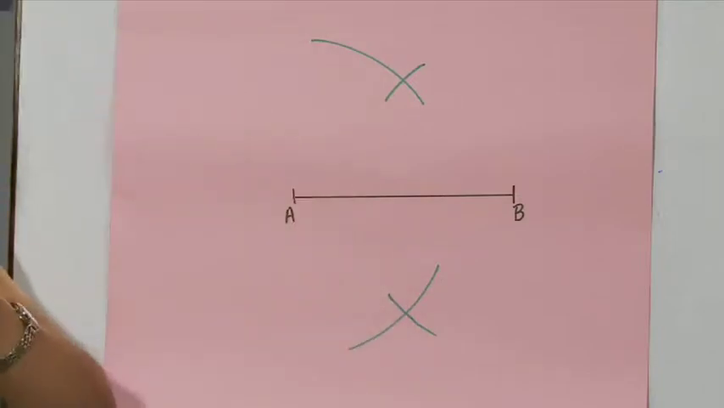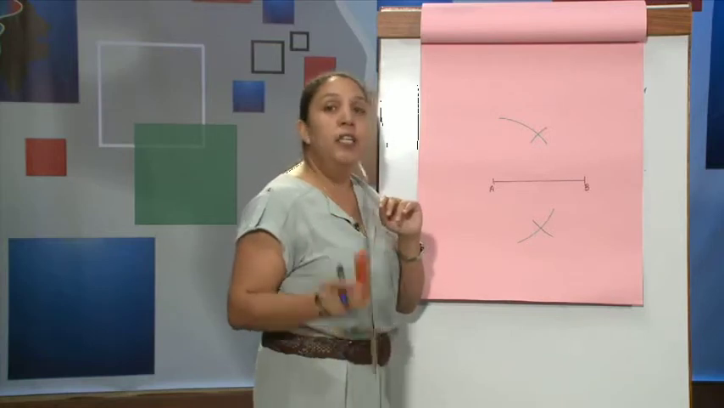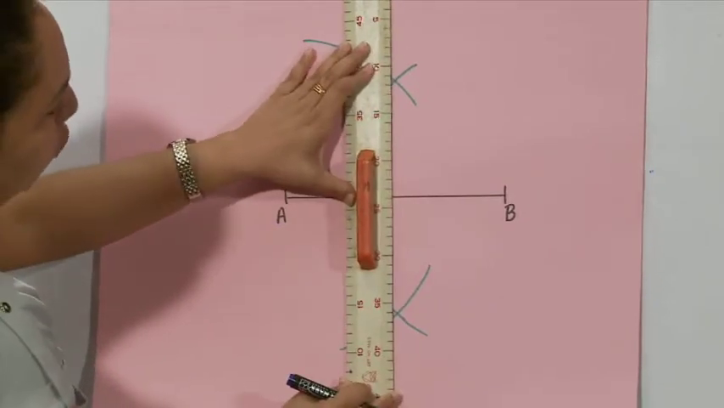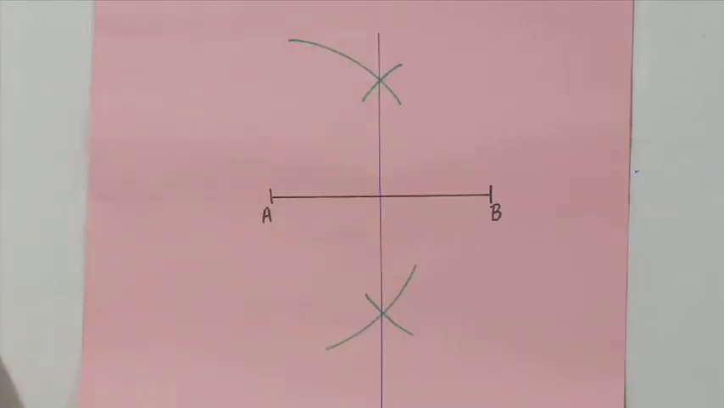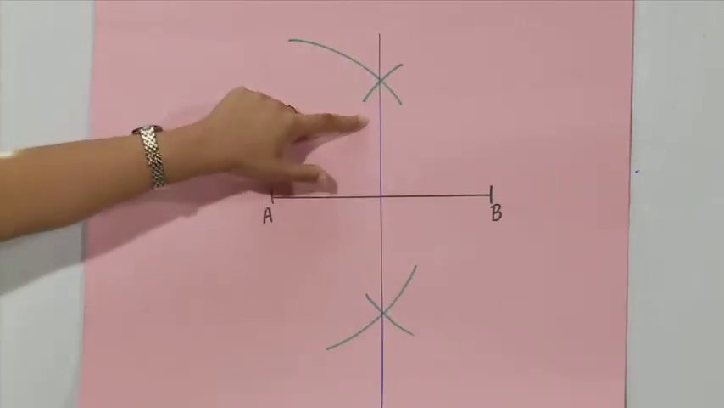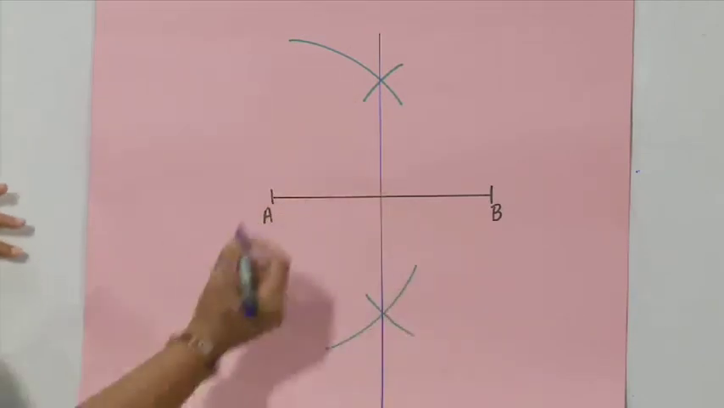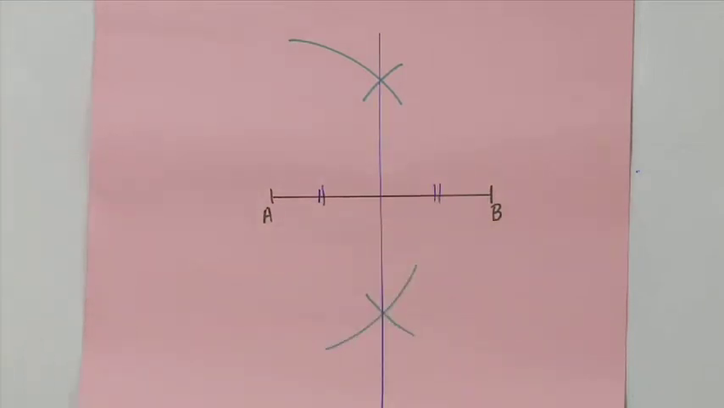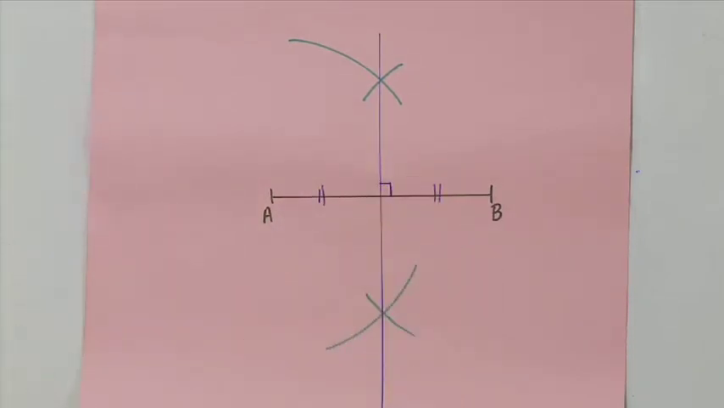So use your ruler, it's not freehand. Remember, geometrical constructions need to be accurate. So you use your ruler to do that. You will join the two intersections. Okay, this is the perpendicular bisector of the line AB, and as we said before, it will cut AB in two equal parts, and this angle is always 90 degrees. Simple. Good? You take another example?